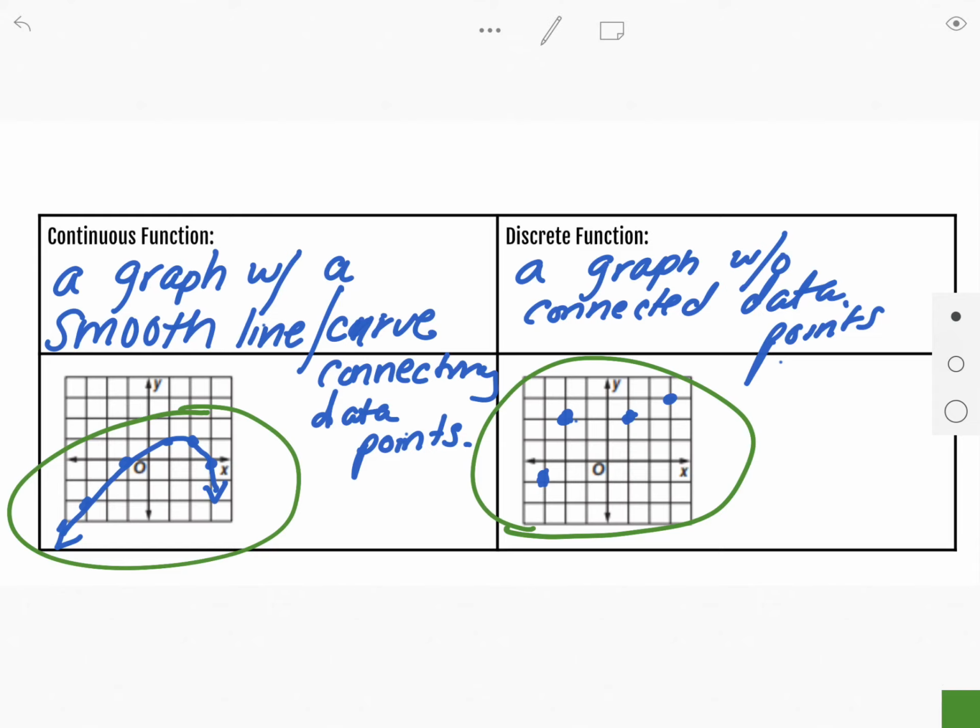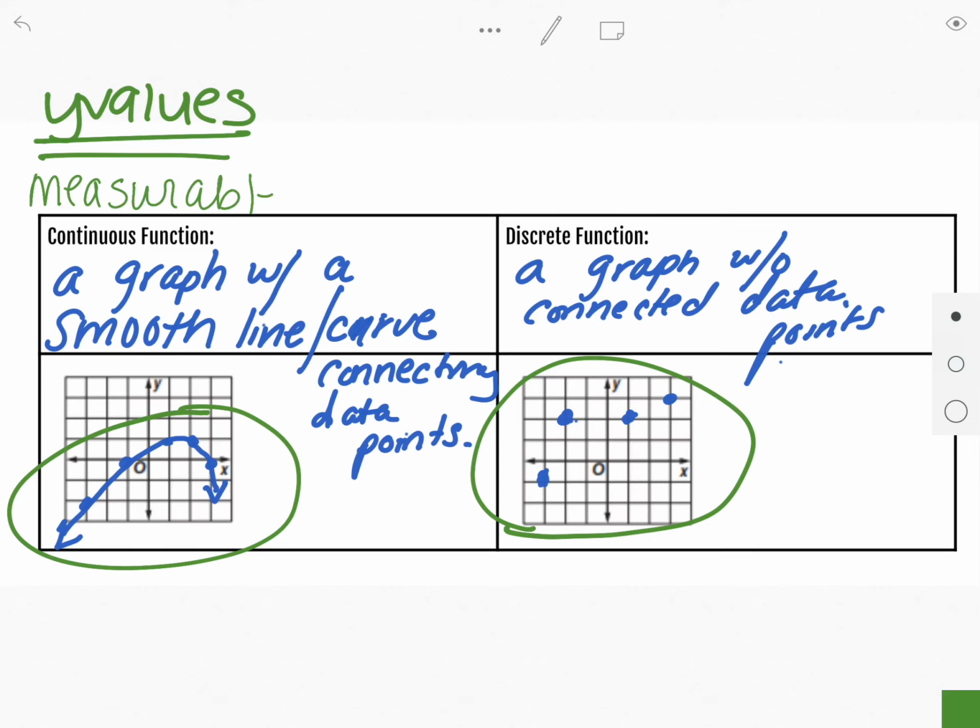Now it gets a little bit deeper than that. I want you to think about what potential x and y values might be on some of these graphs. In particular, we're going to look at the y values. I want you to think about what type of variables we're talking about. If we are talking about continuous information, you want to think of continuous variables as measurable, whereas discrete is countable.